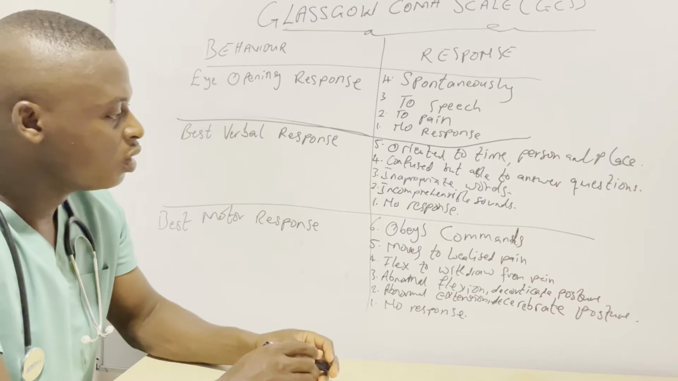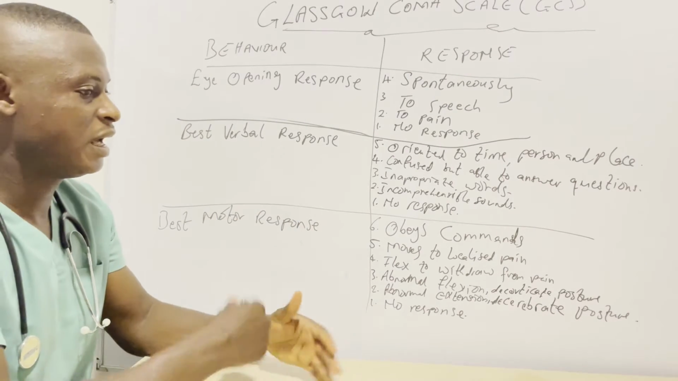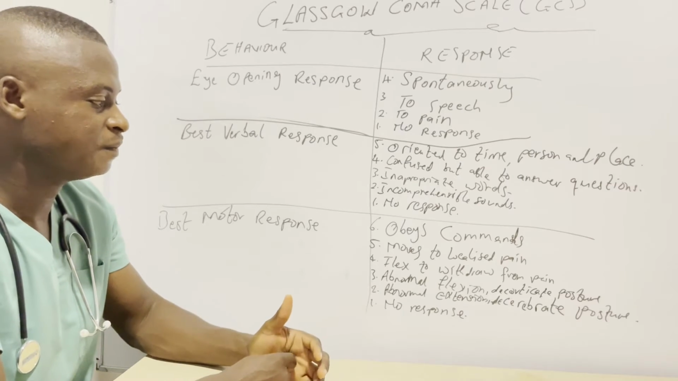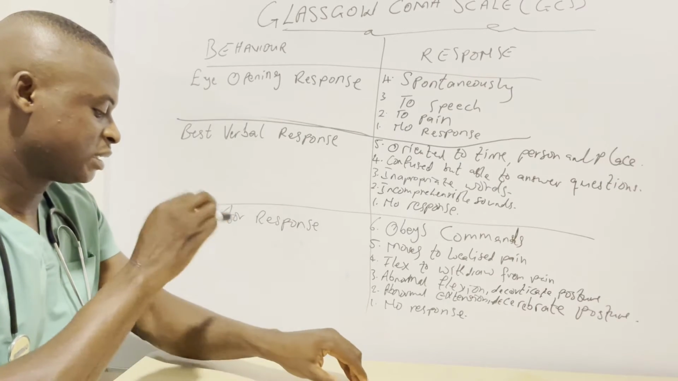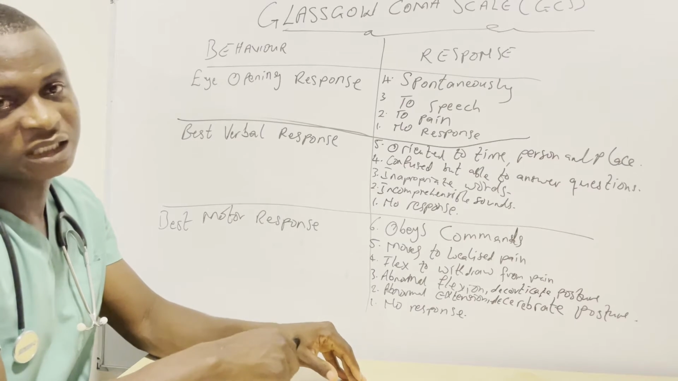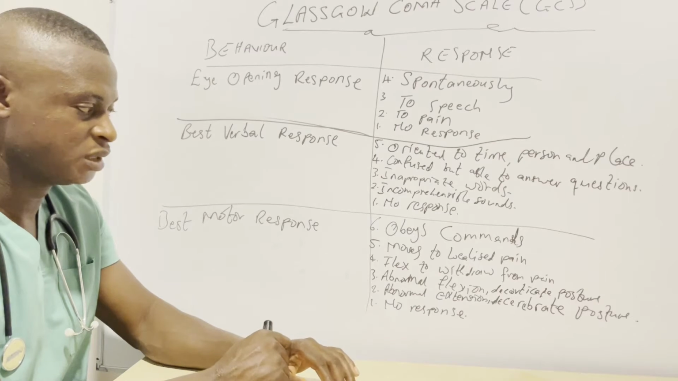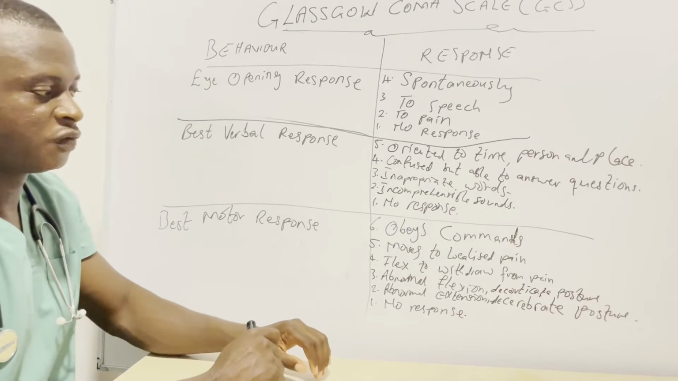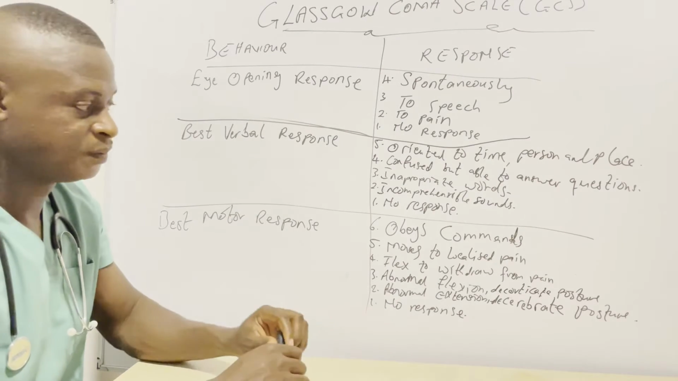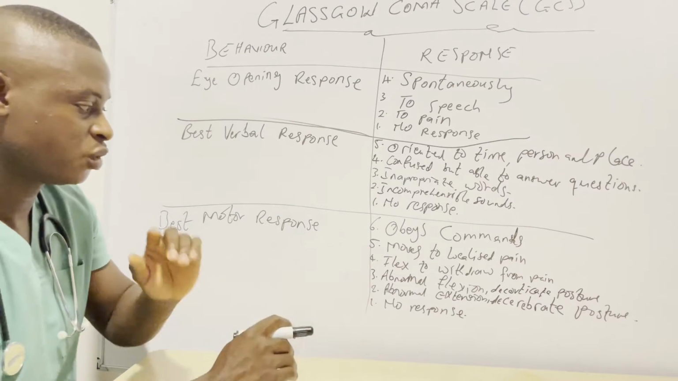And is able to move to localized pain. So when there is localized pain, like a general pain in the body, or a pain that is centralized or at a specific part of the body, the patient is able to move that part of the body. Let's say you pinch the hand, the patient is able to move the hand or withdraw the hand away from you, from the pain that you are inflicting. It means the patient has scored 5.